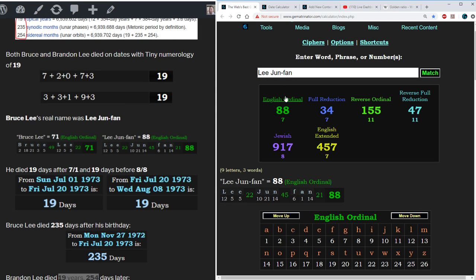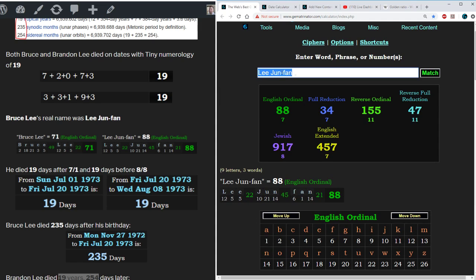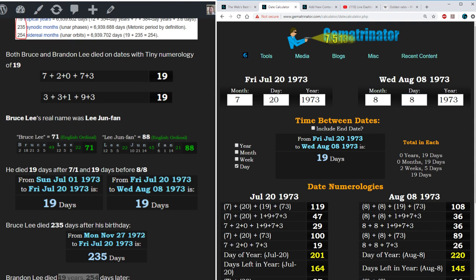Something I've recently discovered to be very significant is that when you write out someone's name, you can convert this ordinal gematria to a date, and then when you measure to that date, you also find very significant numbers. So how about this? Consider that Bruce Lee died on July 20th of 1973. His real name was Lee Jun Fan, which sums to 88. And if you measure from the date he died to the date written, 8/8, August 8th, you find he died 19 days before that date.